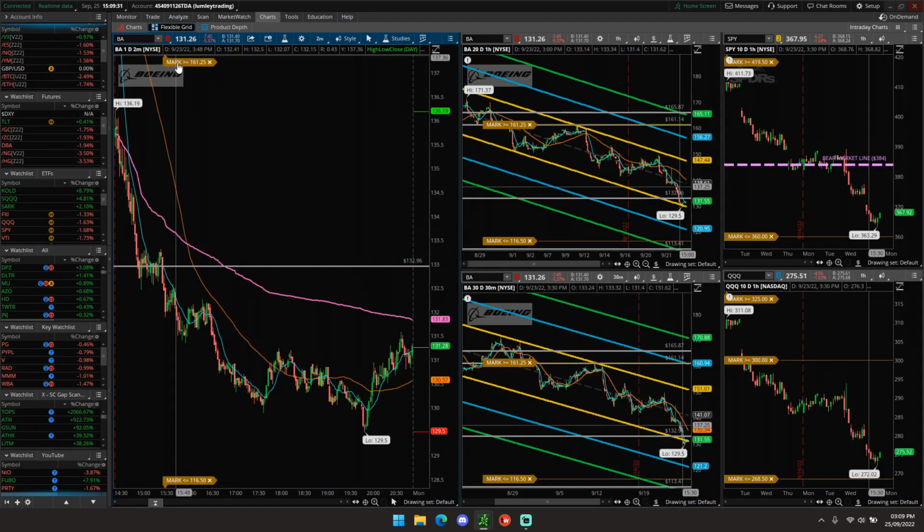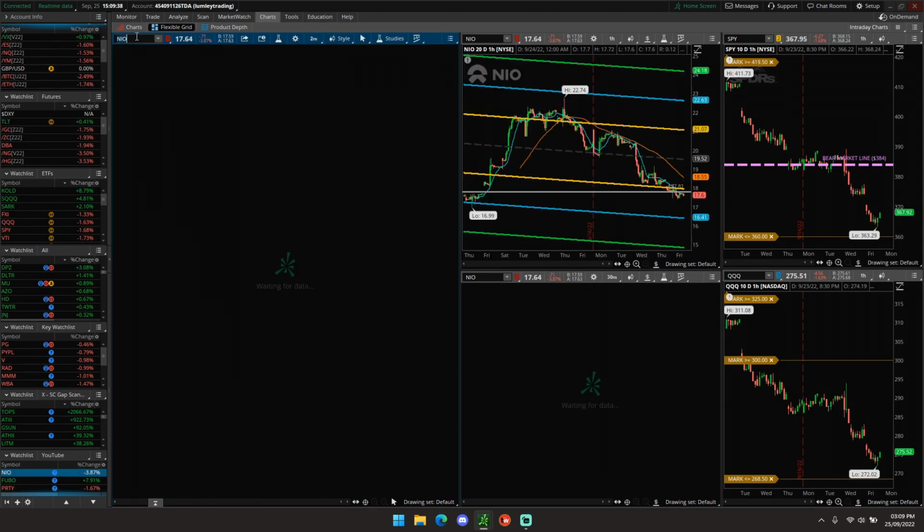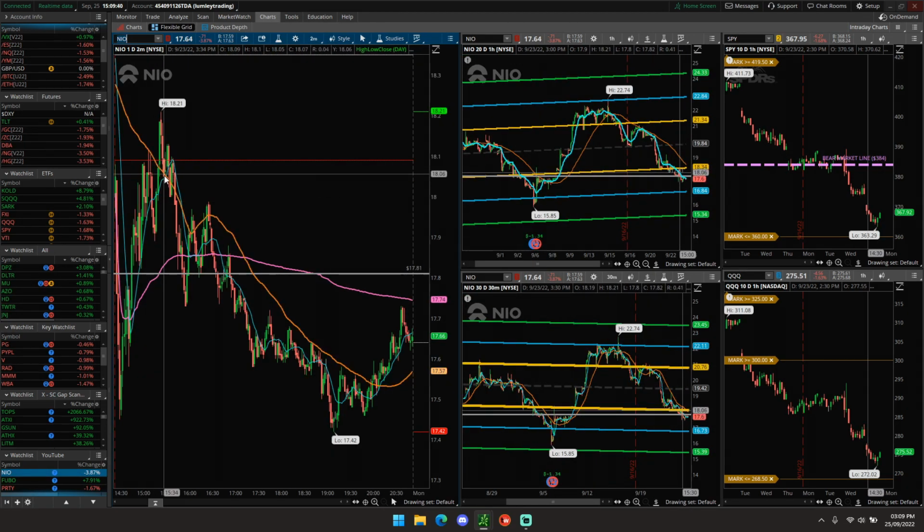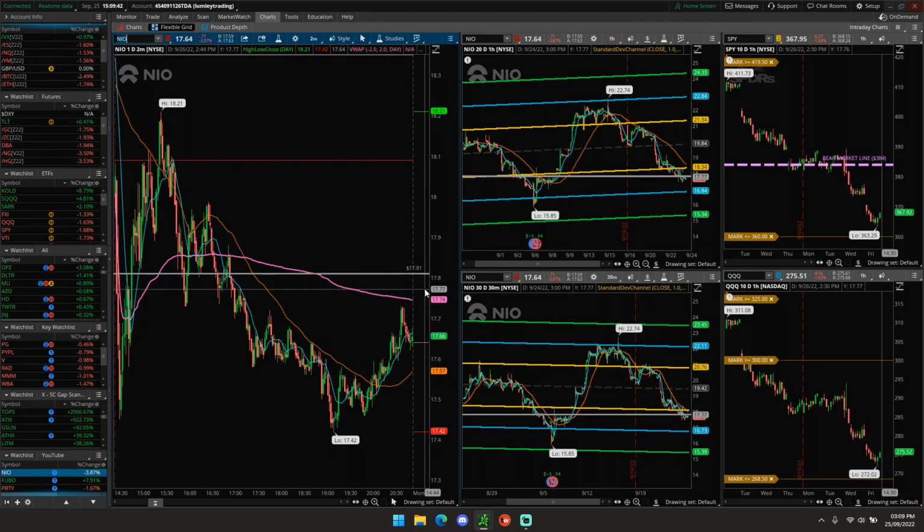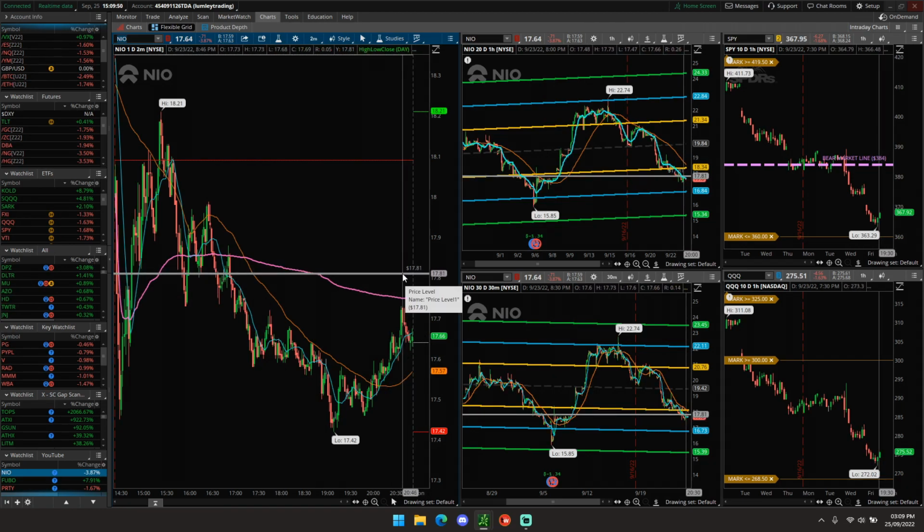Now this level is going to be key because, as we can see, we have broken past here. I need to go back to the right chart. For some reason it didn't update automatically. But you see we have broken through this level, but we haven't come back for that retest. So this is going to be key if we are going to continue lower. We want to see a push up to around the $17.80.